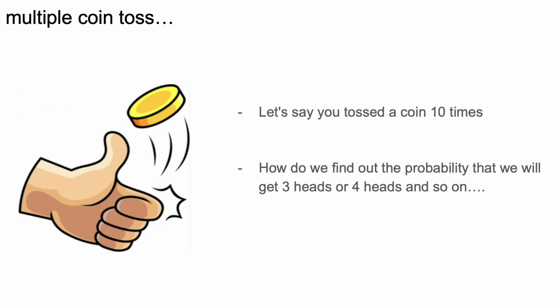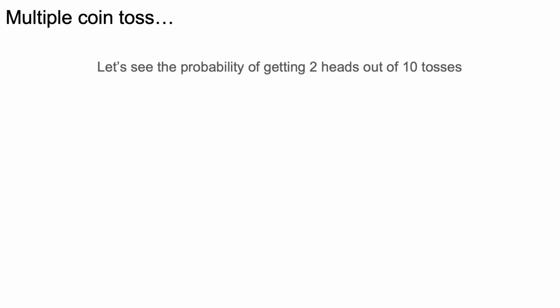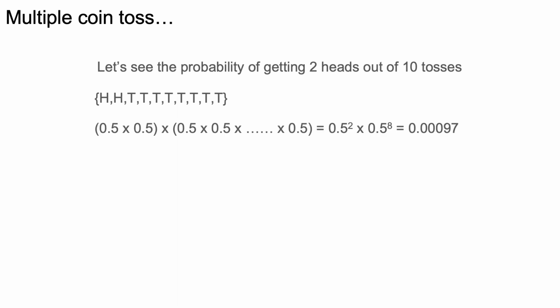Extending our single toss to 10 tosses, we might be interested to find the probability of getting 3 or 4 heads. Among the 10 tosses, let us calculate the probability of getting exactly 2 heads. We can write it like this. Heads and tails have a probability of 0.5, and since we observe 2 heads and 8 tails, we get 0.00097.